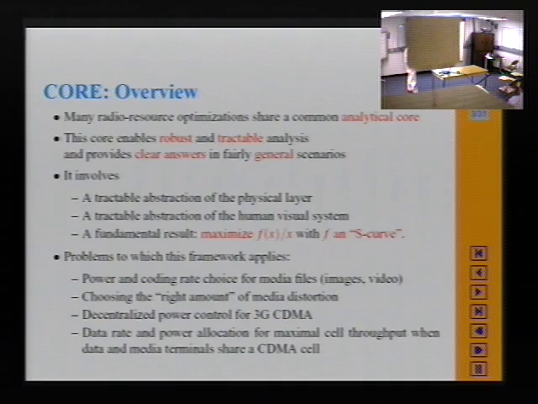So the specific applications that we have looked at are, for example, power and coding rate allocation for media files. This would be what we call cross-layer optimization. The coding rate would be like the application layer, very top layer, and the power would be at the bottom layer. So that's one problem that we will talk about in some detail today. Then choosing what is the right amount of distortion. There are some problems involving that. There are decentralized schemes for power control, and data rate and power allocation to maximize the cell throughput, possibly with media terminals in the mix.